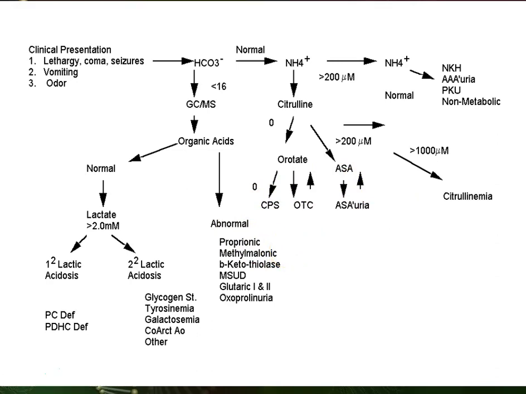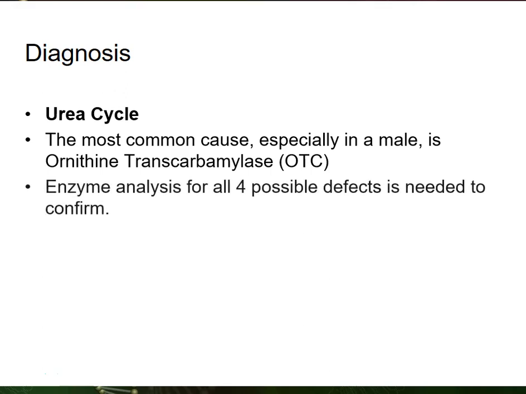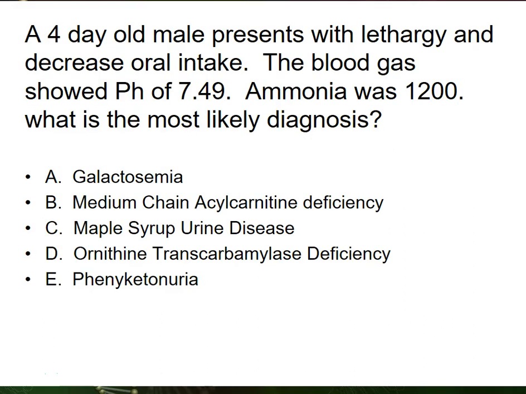And again, the goal is not to be able to differentiate one urea cycle disorder from the other, but to understand when you have one. So this is the urea cycle. The most common, especially in the male, is the X-linked ornithine transcarbamylase deficiency. There are, as we were stating, 4 enzymes.